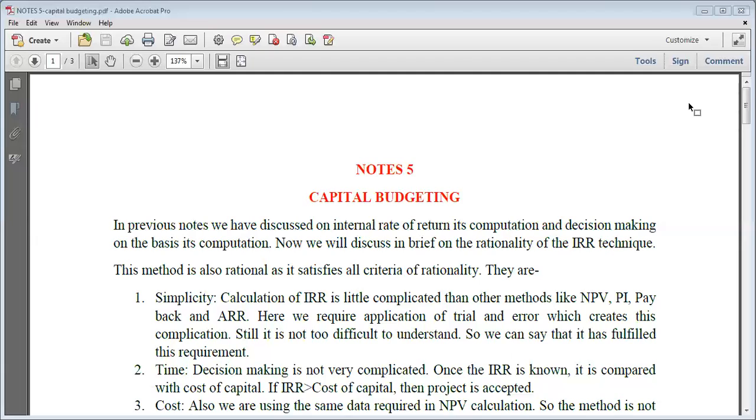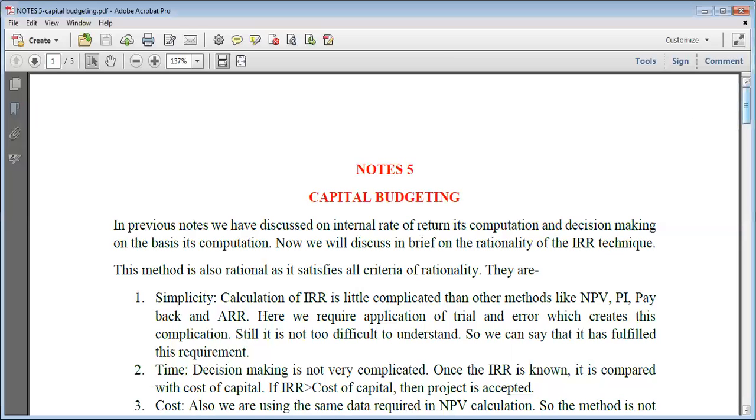So compare IRR with cost of capital. If IRR is greater, you will accept the project. Similarly, if there is more than one acceptable project, then select the one which has the highest IRR. That is called the ranking decision. So that was the area that we covered in the last lecture.